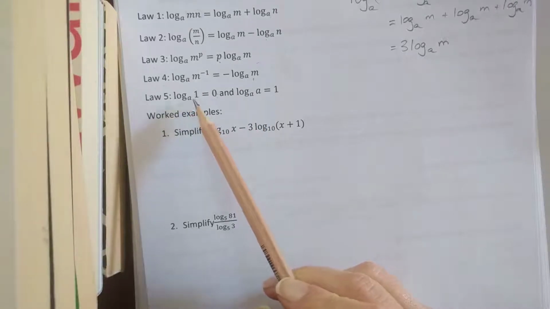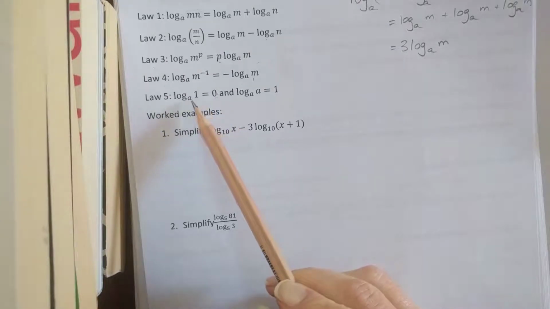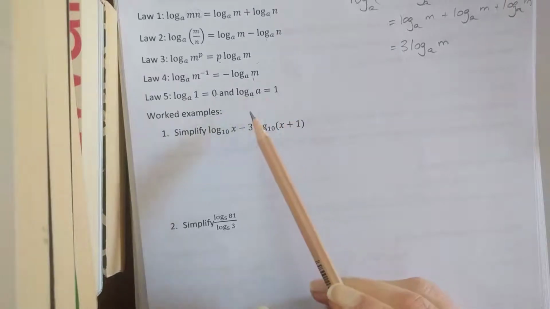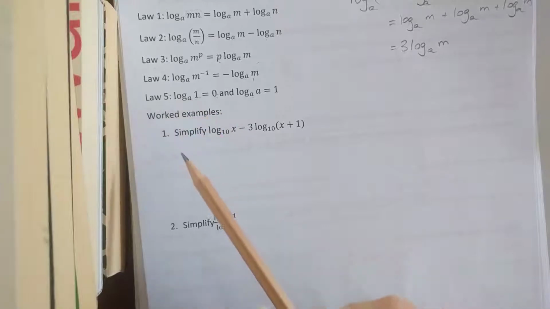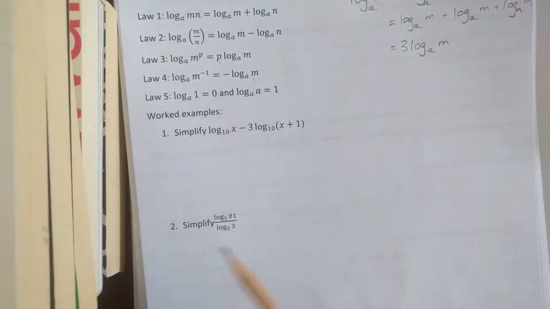All right, so the fifth law, we've got log base a of 1 equals 0. That's because a to the power of 0 is always 1. Doesn't matter what a is. And in this case, a to the power of 1 is always going to get you a. So log base a of 1 is always 0 regardless of what a is, and log base a of a equals 1 always as well.